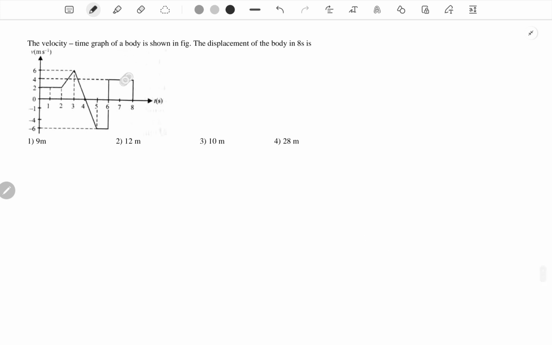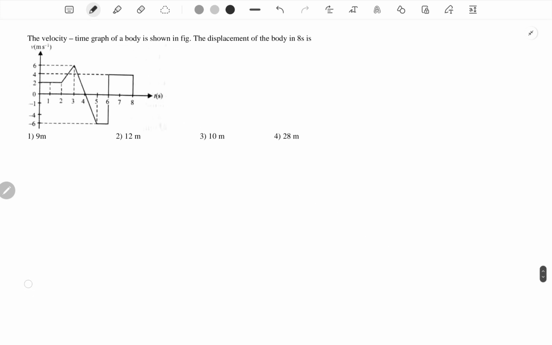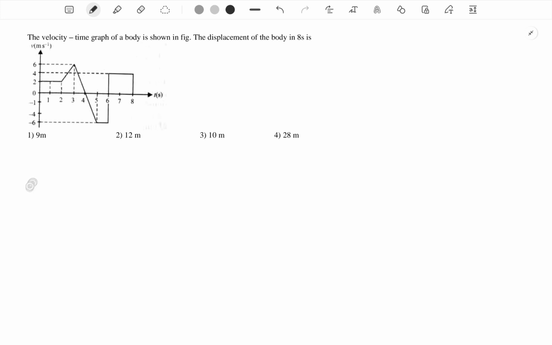Now here, the velocity-time graph of a body is shown in the figure. The displacement of the body in 8 seconds is? We know the area under a velocity-time graph gives us the displacement. Since we are talking about displacement, the area above the time axis we will consider positive, and the area below the time axis we will consider negative. First look at the graph. To find the area, we will split it into smaller pieces, find the area of each part, and then proceed with solving the problem.